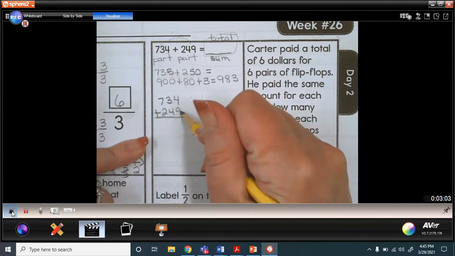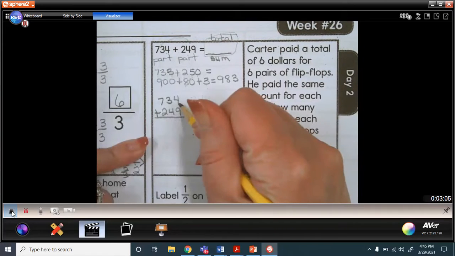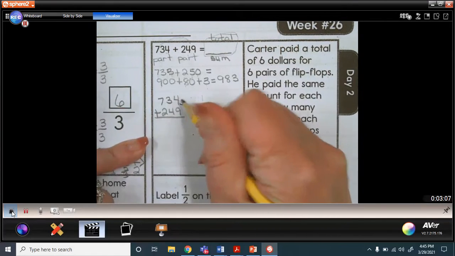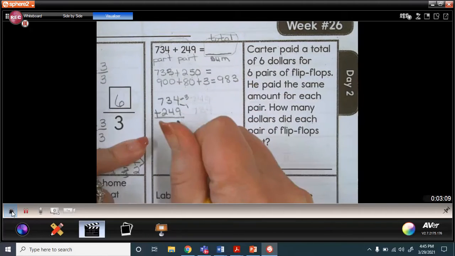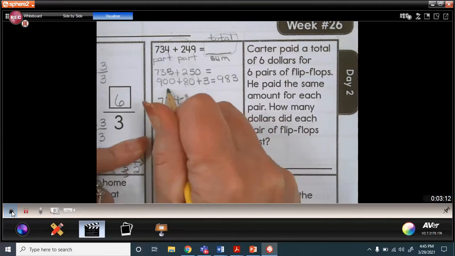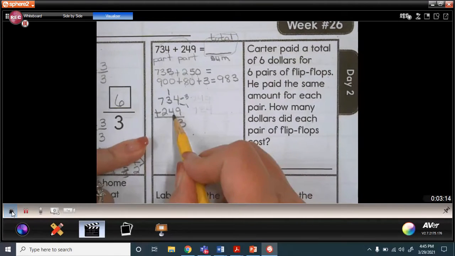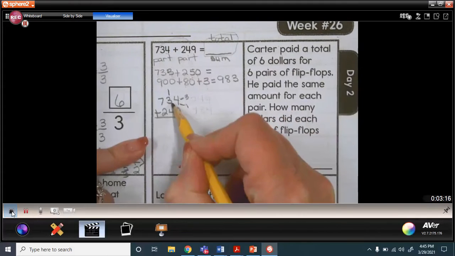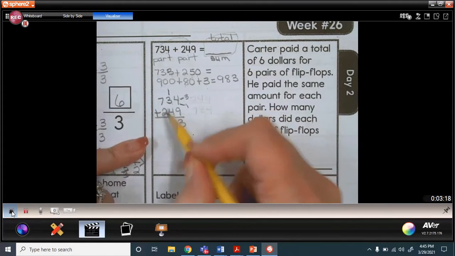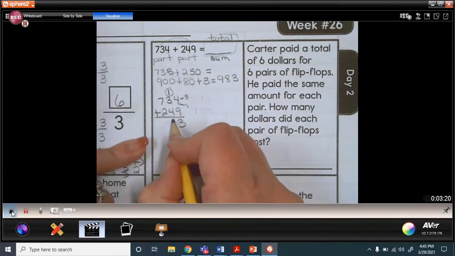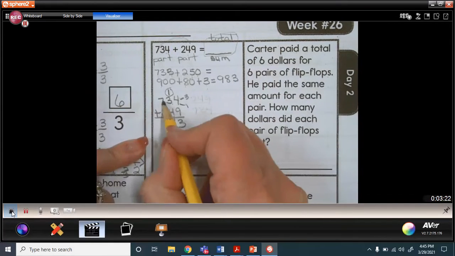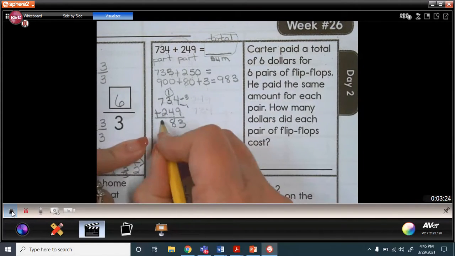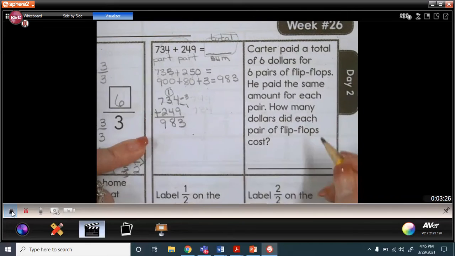So 9 plus 4 is 13. So I carry that 10 to the tens place. This is 40, this is 30, that makes 70, plus 1 more 10 makes 80. And 700 plus 200 is going to be 983.